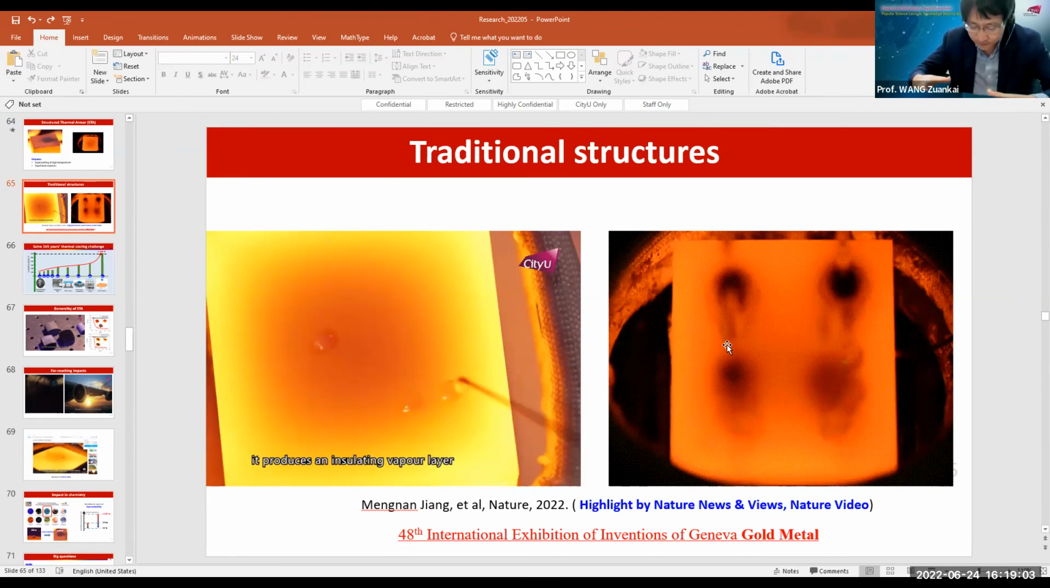Recently, we did the pool boiling experiment. We can achieve very high heat flux, much better than the current technology.